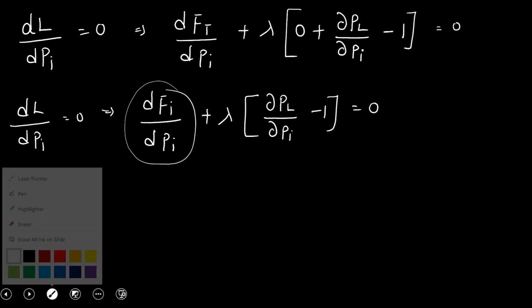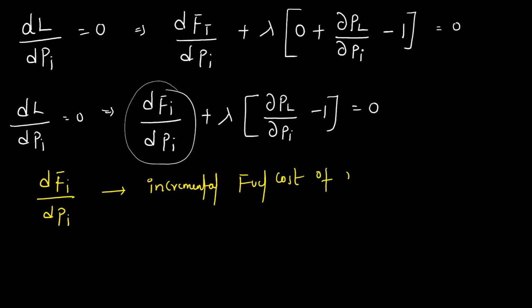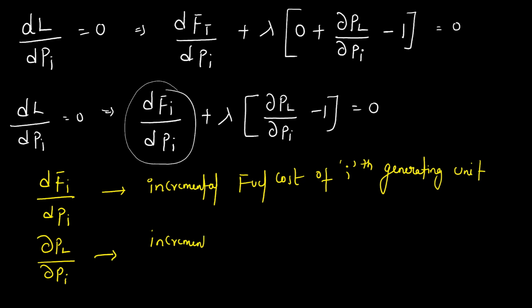I'm going to write it, don't worry. So here dFi by dPi is the incremental fuel cost of the ith generating unit, and dou PL by dou Pi is the incremental transmission loss of the ith generating unit.